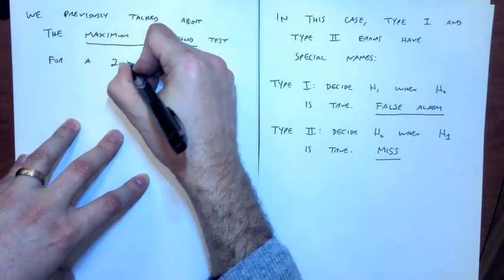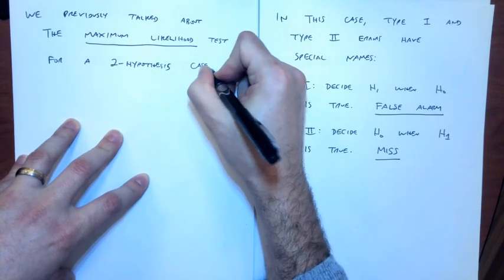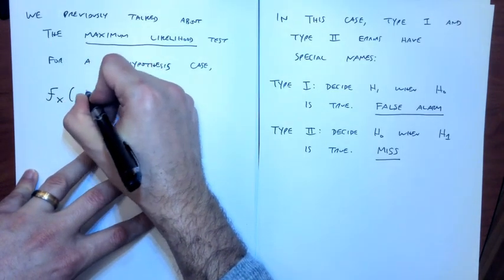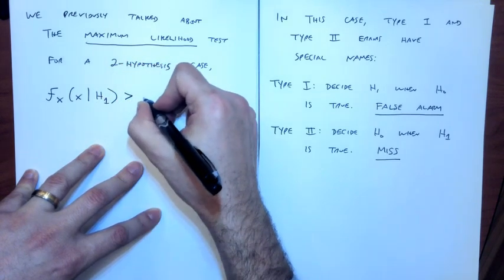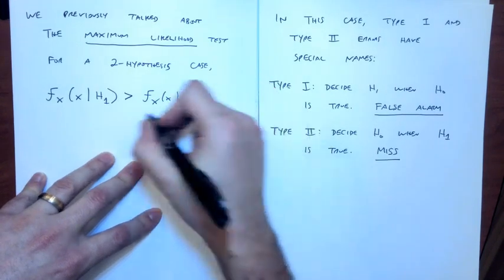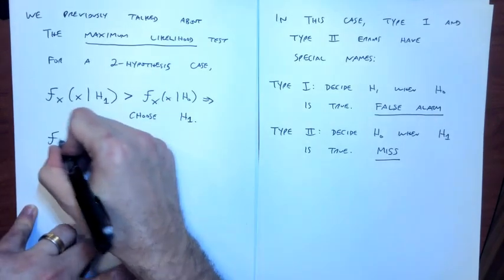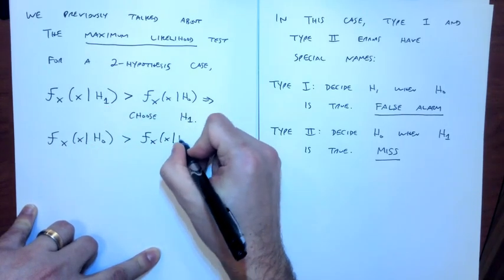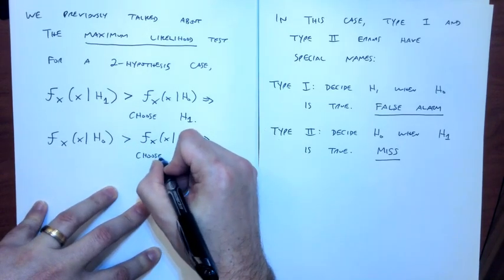And for a two-hypothesis case like this, the way that works is basically I say, if the PDF of x given h1 is bigger than it is at h0, then I should choose h1. And if the PDF at h0 is bigger than it is at h1, then I should choose h0, right?